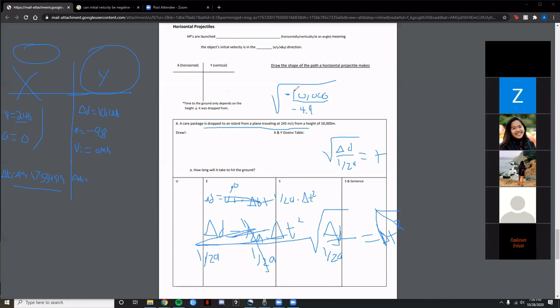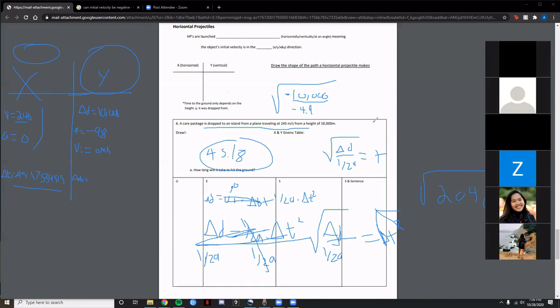Okay. So negative 10,000 divided by negative 4.9, we get 2040. Did you do that? Yep, I got it, 2040.8167 and so on. Then you square root that, and you get the answer of 45.17, so 45.18. Thank you so much, Andrew. I get it now. All right. If you don't have any questions, you can leave. Like I said, if you have a question, just speak up right now.